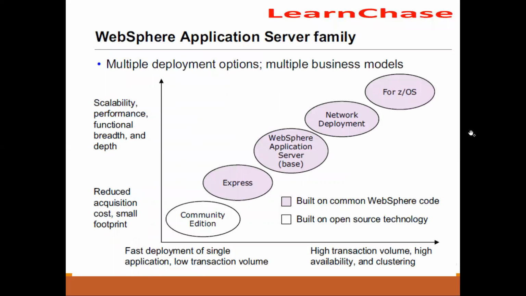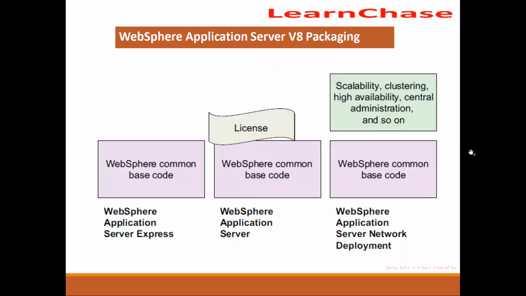So coming to the WebSphere Application Server family, here we have so many profiles. WebSphere Application Server Community Edition and Express edition, Application Server, Network Deployment for distributed and z/OS. Each version has multiple types of variations and differences. By default, there is the WebSphere common base code, the common base code with license, and the WebSphere common base code for the network deployment.